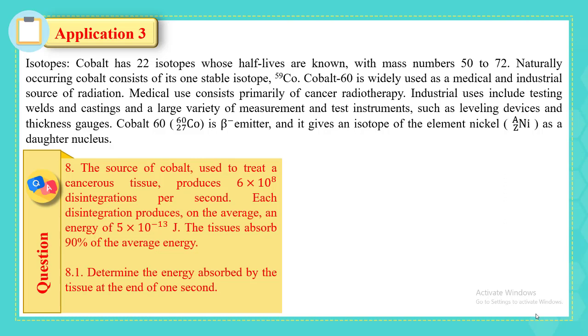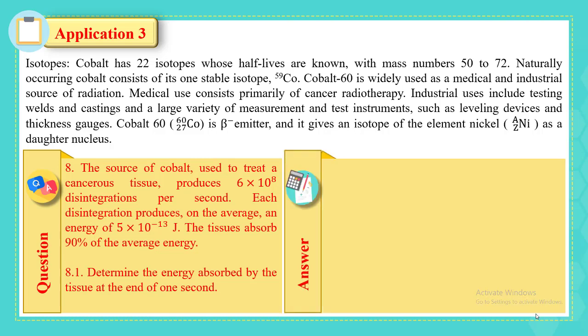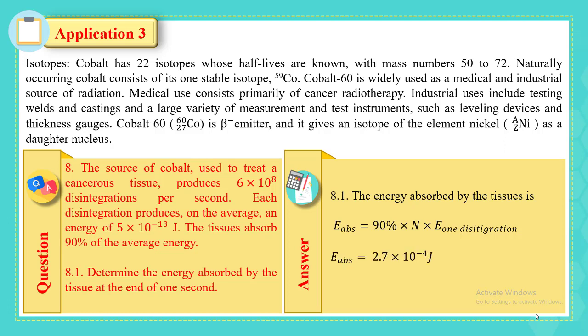In part 8.1, we have to determine the energy absorbed by the tissue in 1 second. So it is equal to 90% of the energy liberated by the disintegrations. So it is equal to 0.9 times 6 times 10 power 8 times 5 times 10 power minus 13 joule, and we get 2.7 times 10 power minus 4 joule.